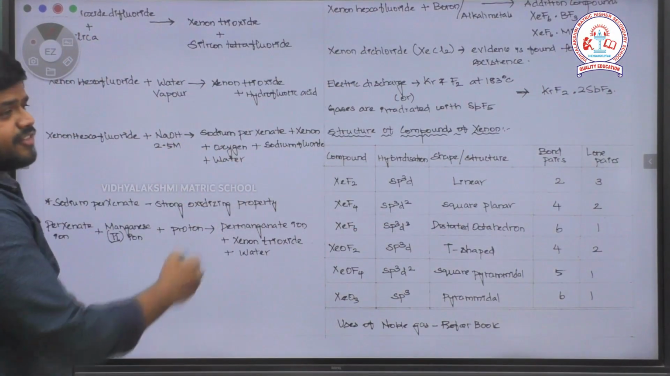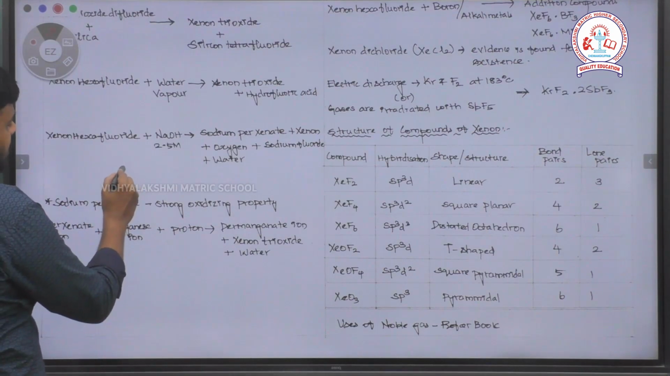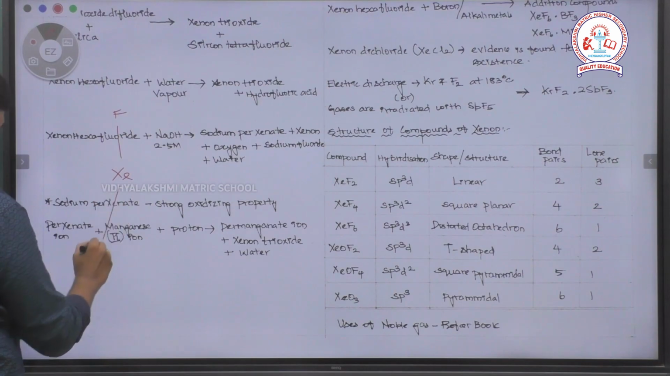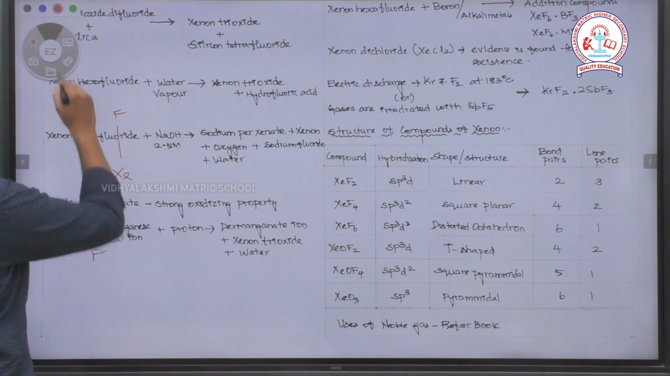The next one is XeF6. XeF6 is a distorted octahedron. Some distortion is there. Okay.